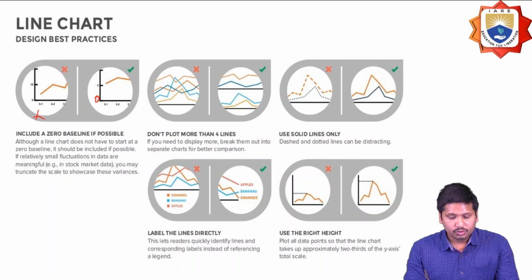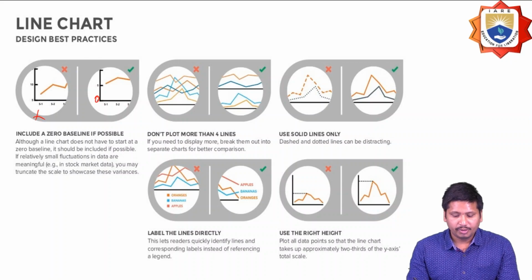And we can also include the baseline, because a line chart does not have to start at a 0 baseline, so it should be included if possible. If relatively small fluctuations in the data are meaningful, you may truncate the scale to showcase these variances. And next one should be don't plot more than 4 lines. That means if you need to display more, break them out into separate charts for the comparison.